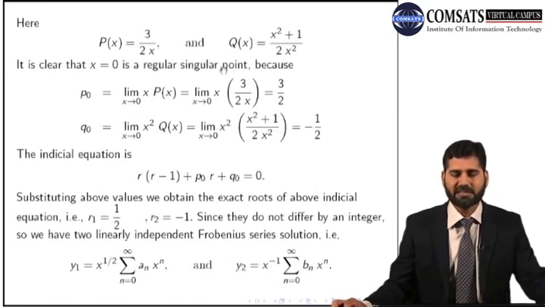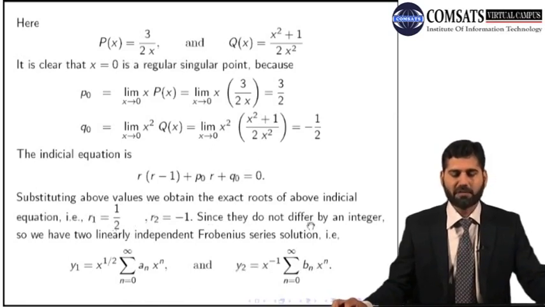So for the method of Frobenius, I need P naught. P naught is limit x goes to 0, x px, which is 3 by 2. Q naught is limit of x square qx, which is minus 1 by 2. All right. Hence, our initial equation is r times r minus 1, plus P naught, 3 by 2, r, plus Q naught, minus 1 by 2, is equal to 0. So r1 is 1/2, r2 is negative 1. The bigger root, which one is the bigger one? Bigger is 1 by 2. So I will call r1 to be 1 by 2, which is the biggest root.